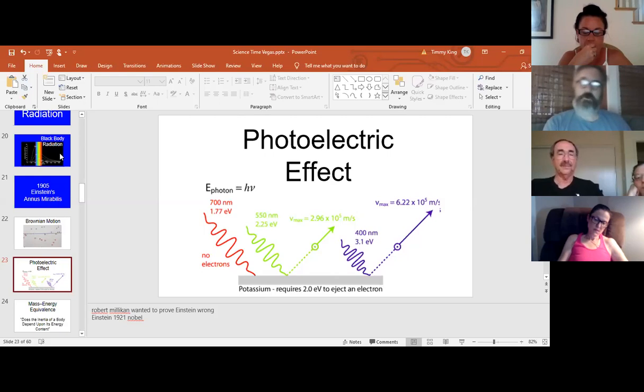And together, Einstein and Millikan won the 1921 Nobel Prize for Physics. It was the only Nobel Prize that Einstein ever won, and it was given to him for his paper on the photoelectric effect and other advances in science.